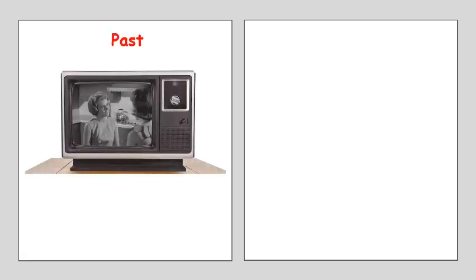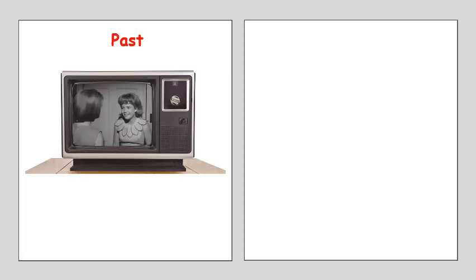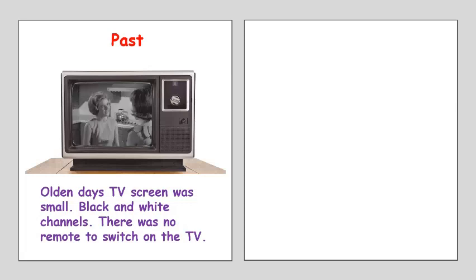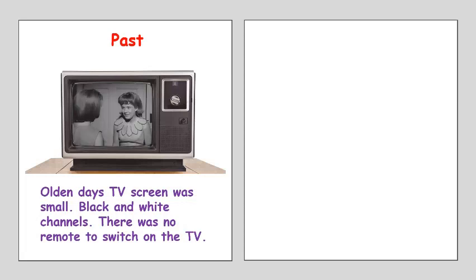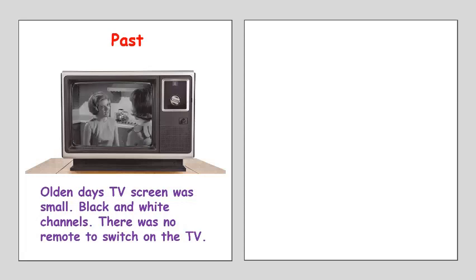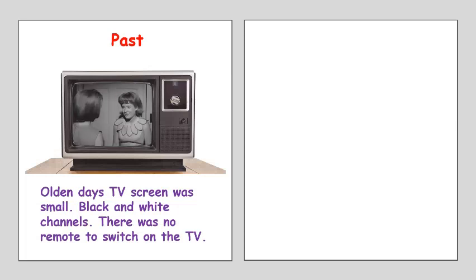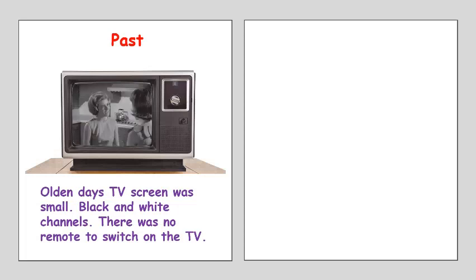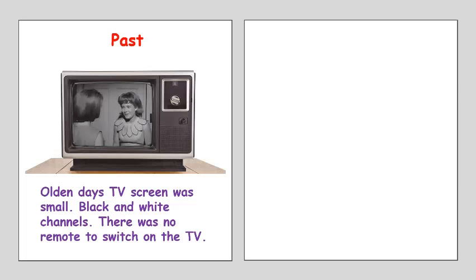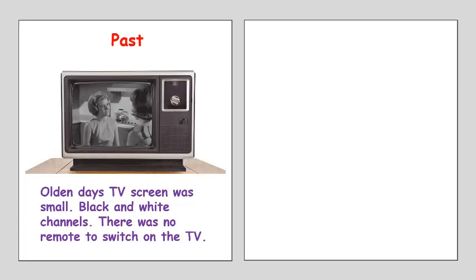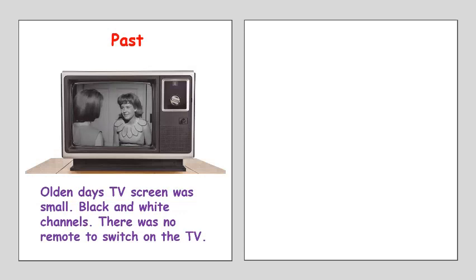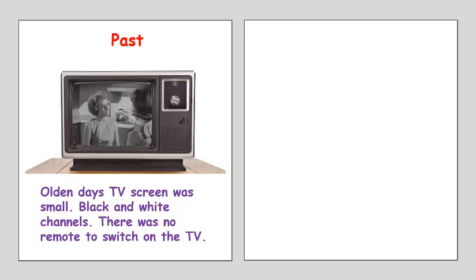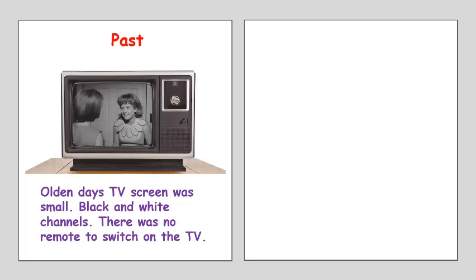In the past, the TVs were like this. Can you see those two girls talking? But I wonder why there is no color, why it is black and white. In olden days, TV screen was very small and all the channels were in black and white. There was no color inside the TV, only black and white. And moreover, there was no remote control to switch on or off the TV. So, how did we do that in the past days?